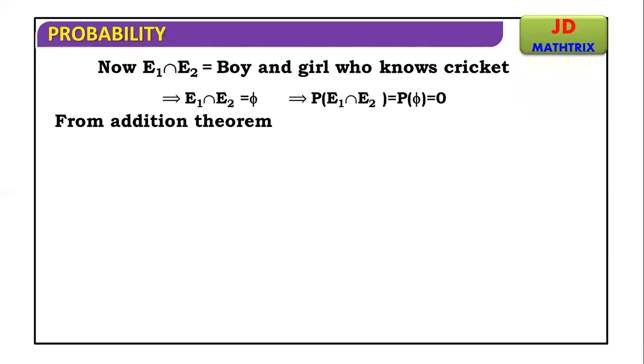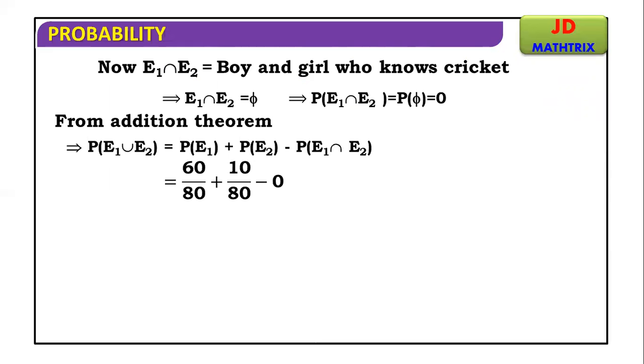From the addition theorem, the required probability is equal to P of E1 union E2, that is equal to P of E1 plus P of E2 minus P of E1 intersection E2. That is equal to 60 by 80 plus 10 by 80 minus 0, that is 70 by 80, that is equal to 7 by 8. So this is the required probability.